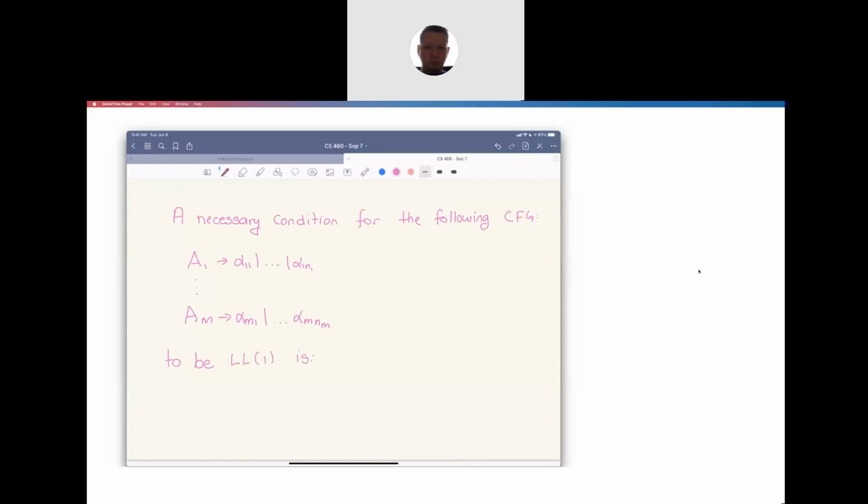Right, so how do we translate pairwise comparison or pairwise disjointness to an entire grammar and an abstract one like this?